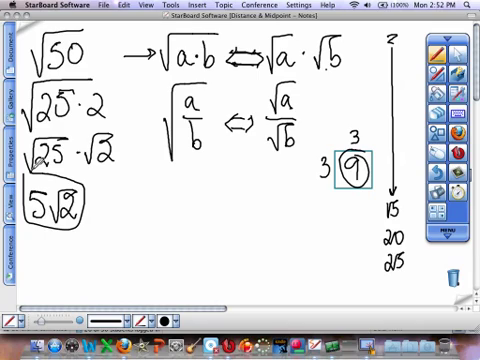So that's how we split it. You always want to lead with the perfect square, and that way it kind of pops out. We've now made our radical smaller. We now have our whole number out front.